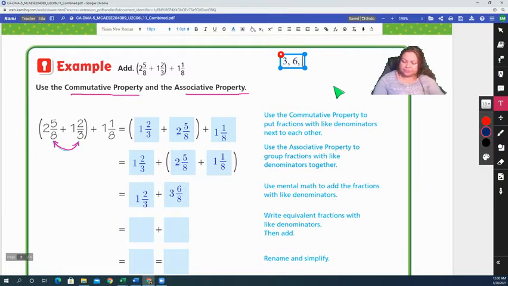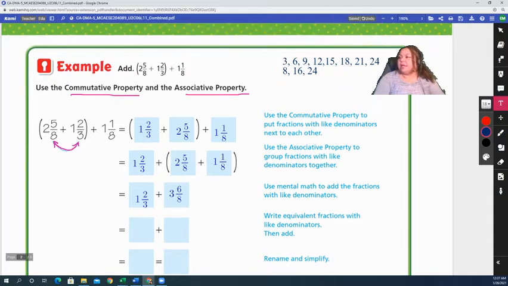3, 6, 9, 12, and 15. And then for 8s, I have 8, 16, and it looks like I'm going to have to keep going with the 3s, and I can still go back and do that. 24. And I'm going to stop there, and I'm going to keep going with the 3s: 15, 18. So I'm adding 3 each time. You know how to do this. 21 and 24. So it looks like I'm going to be using 24 because that's the least common denominator.